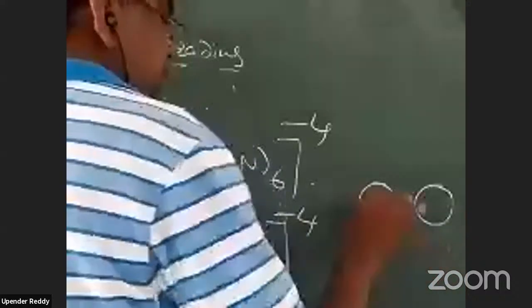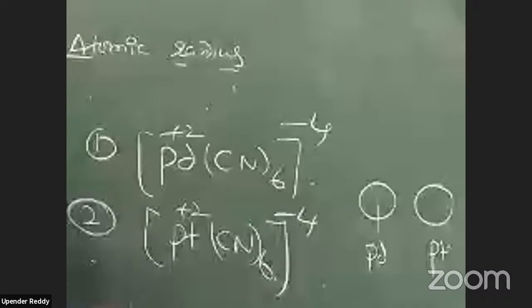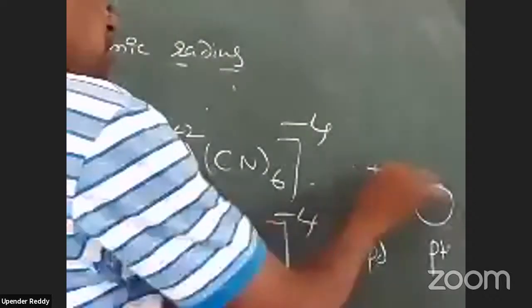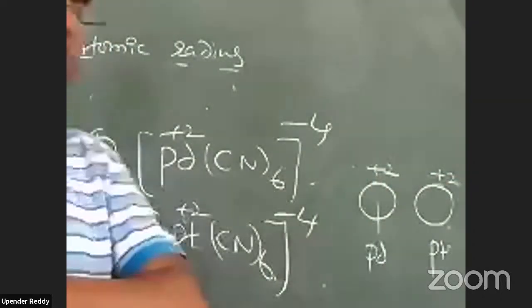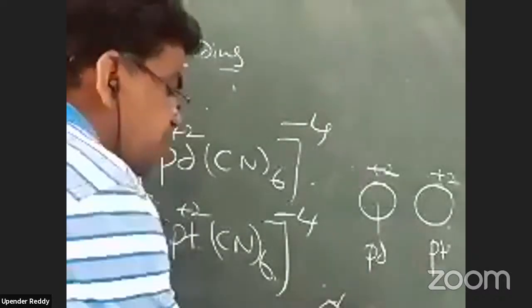See here. Palladium and platinum size is the same. This is the palladium size, this is the platinum size. Why are the sizes the same? You know the answer very well. Lanthanide contraction. Yes or not? Now, what is the oxidation state? Same. Size is the same. Charge is the same. The ionic potential, charge to size, is the same.